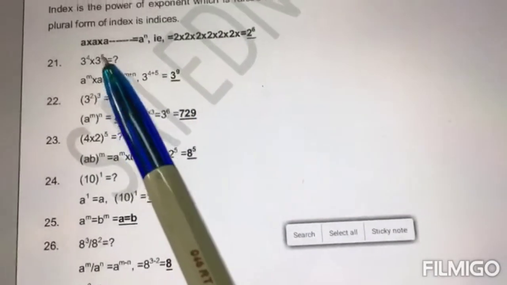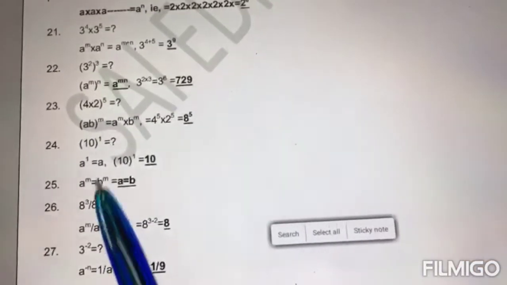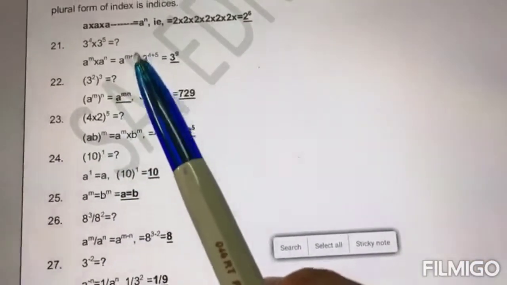This is a simpler way of solving it, just like this. But here for multiplication, we must add. For division, when the bases are the same, we should subtract the exponents. So for multiplication, when the bases are the same, we should add the exponents, right?